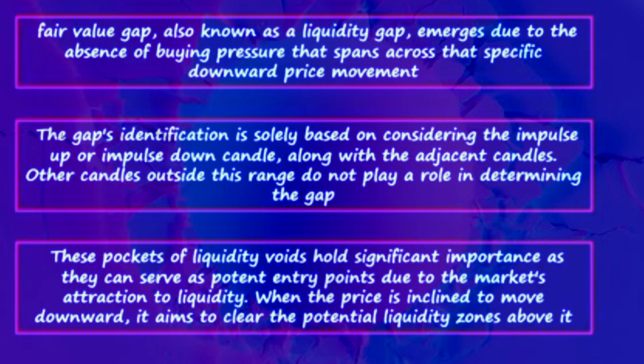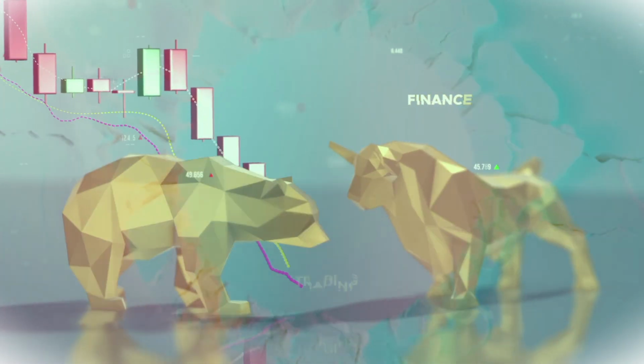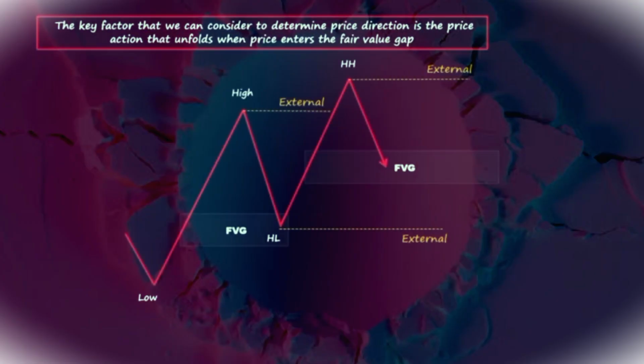Consequently, these zones become areas where the price may temporarily push upwards to fill the gaps before resuming the bearish trend. As we grasp the psychology behind fair value gaps, let's explore how to leverage them to anticipate future market movements and trends. A crucial factor for determining price direction is observing the price action within a fair value gap.